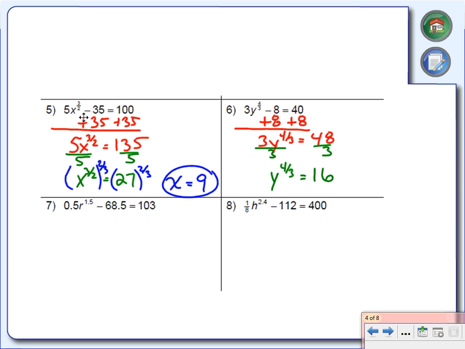We're almost done. Got one last thing to do. And that's to take both sides of the equation and raise it to the reciprocal power. The reciprocal of 4/3 is 3/4. So that's going to leave me with y equaling something. What is 16 raised to the 3/4 power? 8. Therefore, your solution to this one is 8.